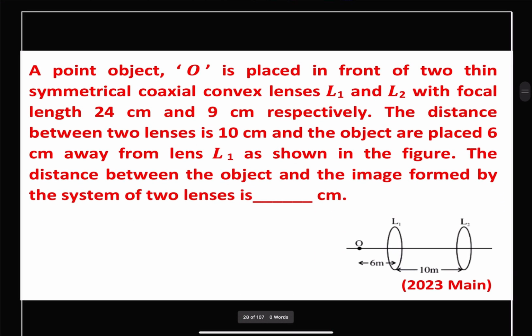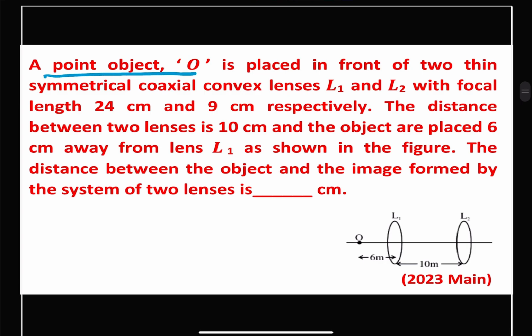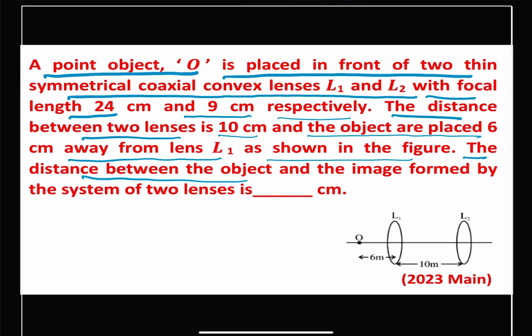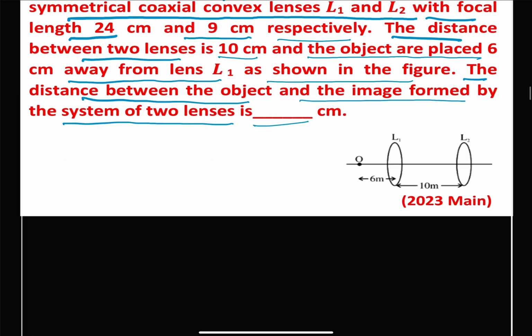It states that a point object O is placed in front of two thin symmetrical coaxial convex lenses L1 and L2 with focal length 24 cm and 9 cm respectively. The distance between two lenses is 10 cm and the object is placed 6 cm away from L1 as shown in the figure. The distance between the object and the image formed by the system of two lenses is. So the basic figure is given to us, two lenses L1 and L2, and the object is placed at a distance of 6 meter. Sorry, it has to be centimeters, not meters.